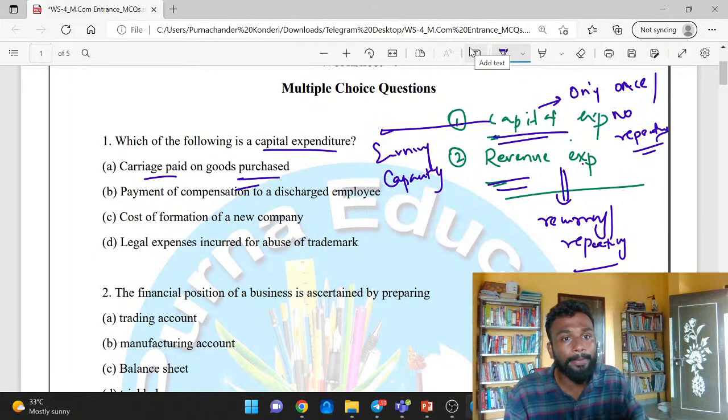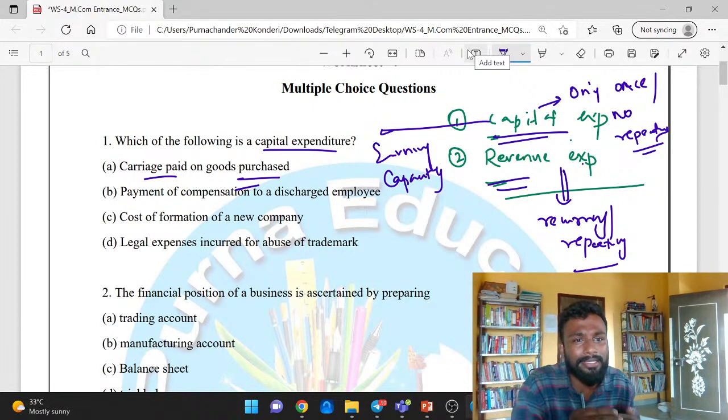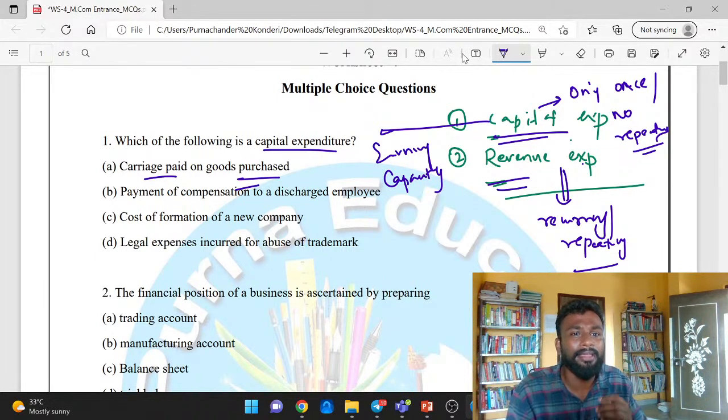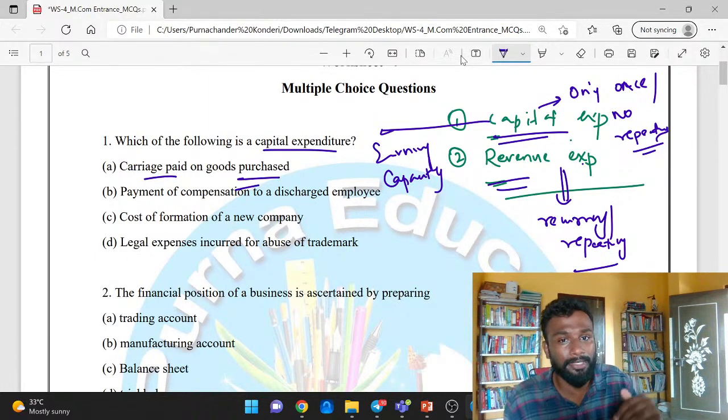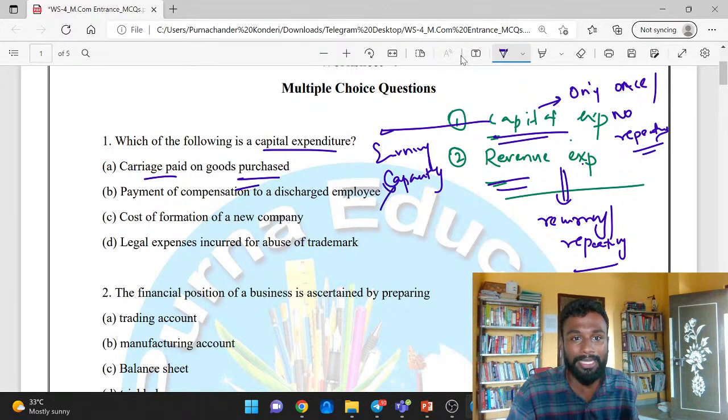Then, payment of compensation to a discharged employee. Try to understand: do you think that whenever an employee is discharged, the compensation you are paying will really increase the earning capacity? The compensation we pay to discharged employees will never increase the earning capacity. So if any expenditure does not increase the earning capacity, it will not be considered a capital expenditure. So obviously option B is also not a capital expenditure. Option A is also not a capital expenditure.